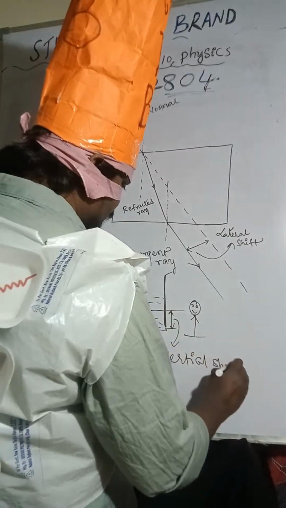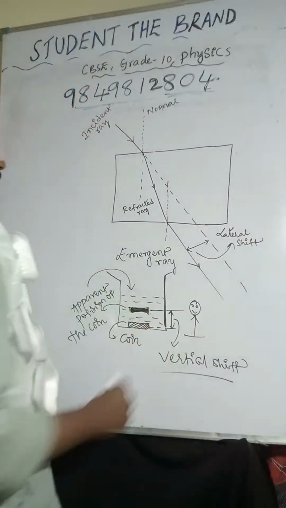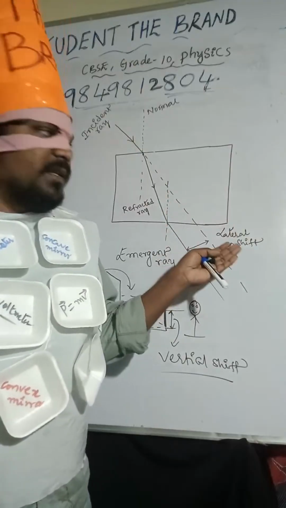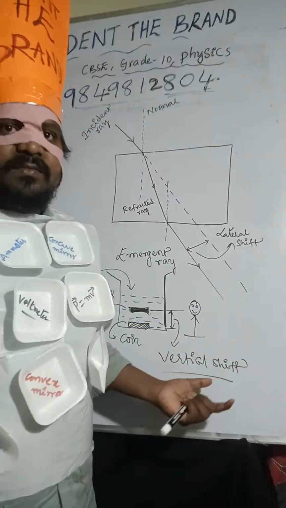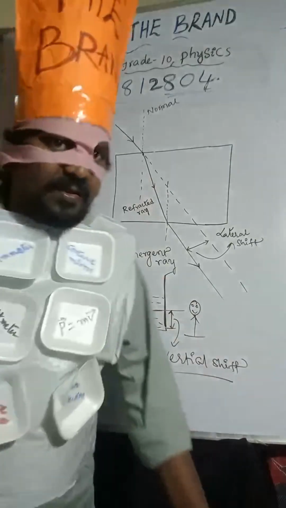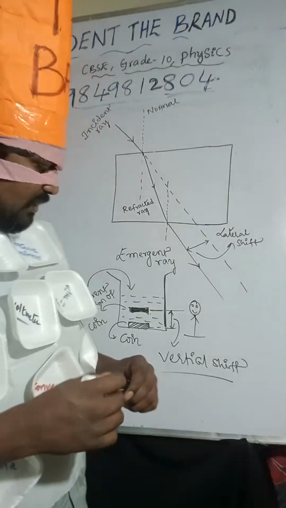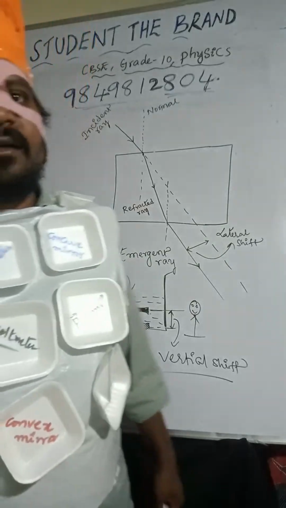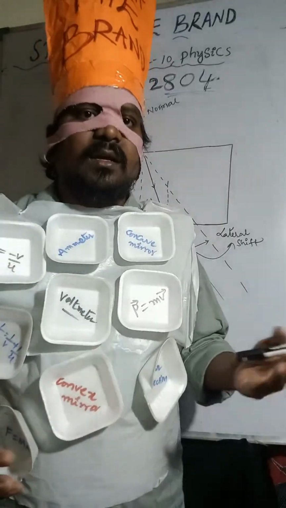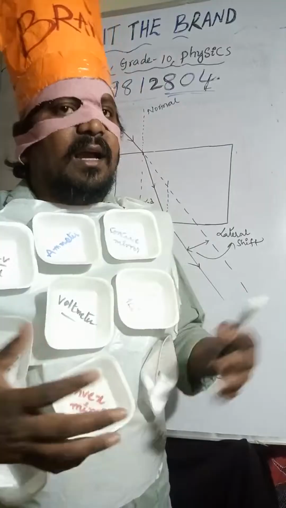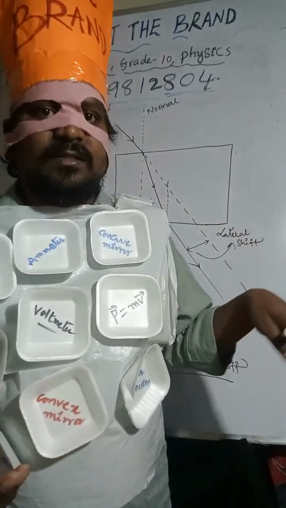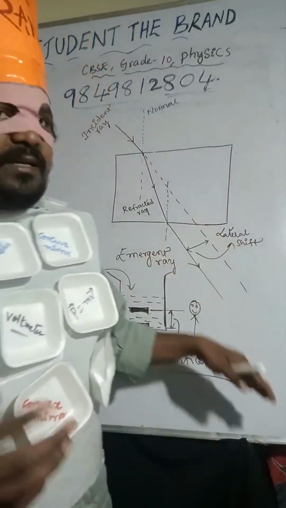So lateral shift: the distance between the emergent ray and the extended incident ray, or initial direction of the incident ray, is called lateral shift. Vertical shift is the distance between the actual position and apparent position of the coin. And one more thing, even if you place a lemon, it appears bigger, because of the refraction of light. And if you place a pencil, it appears to be bent.